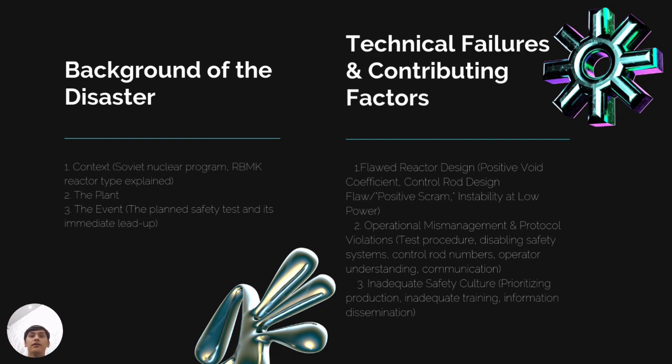Also, operators' understanding and communication. Operators did not really understand the behavior of the reactor, which was a real mess actually. And the last part, the inadequate safety culture. So prioritizing production. What it means is the Soviets were mainly focused on hitting targets. Targets were prioritized over safety checkouts, safety matters, and safety criteria.